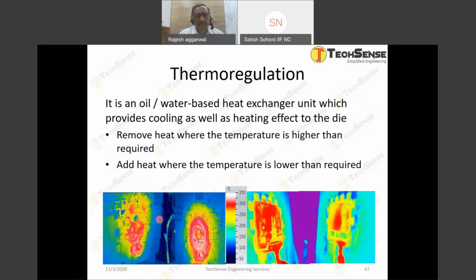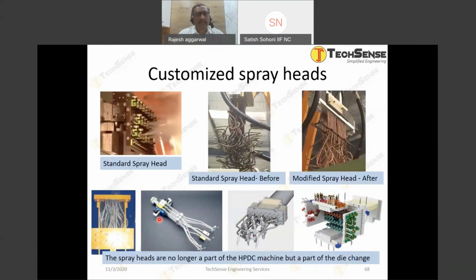Thermoregulation can be either an oil-based or water-based heat exchanger unit, which provides a cooling as well as heating effect to the die. So basically, as we know, heat flows from high temperature to low temperature. It removes heat where the temperature is higher than required, and it adds heat where the temperature is lower than required. So both ways, it acts very intelligently. Customized spray heads.